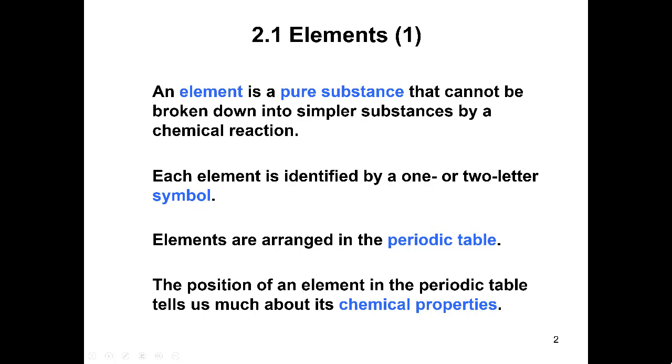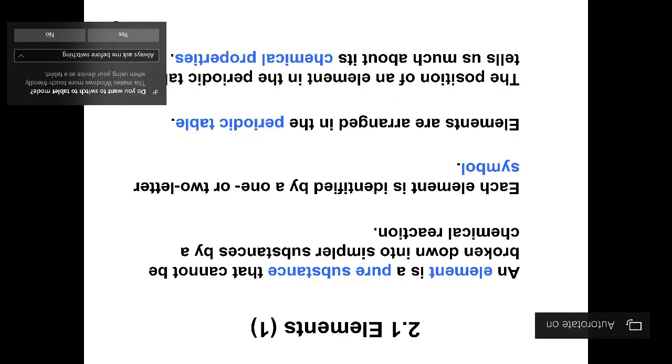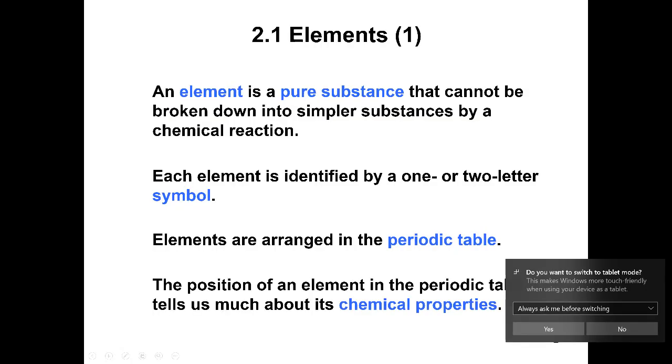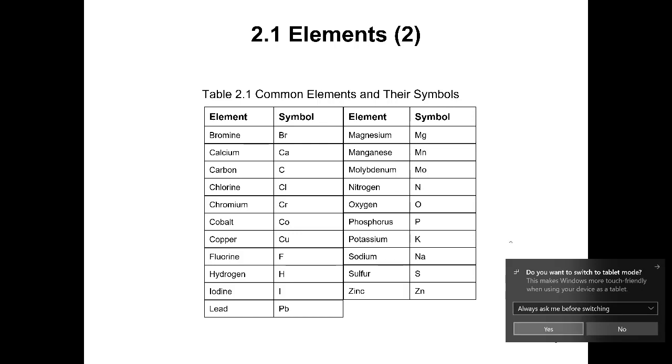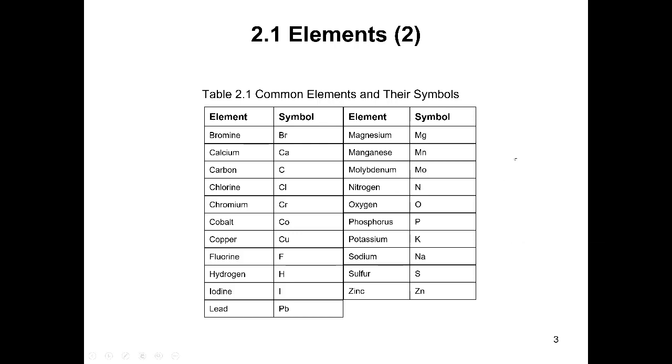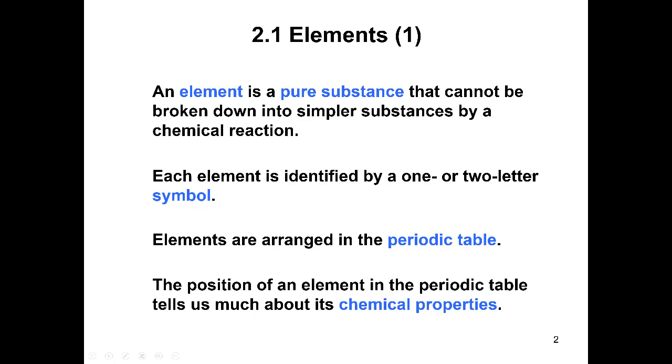So an element is what we call a pure substance, so that means it can't be broken down into anything smaller chemically. Each element is going to be identified by either a one or two-letter abbreviation, and there are several of these. We actually have a periodic table of the elements that shows us all of these. In some of the next chapters, we're going to see how they are put together.